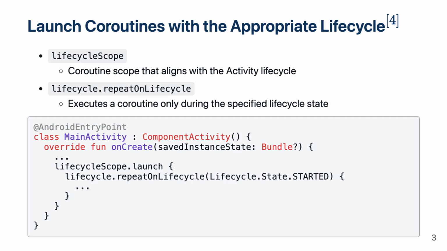At first glance, this might seem fine, but activities have states other than destruction, such as stopping. Therefore, we use repeatOnLifecycle to specify that the coroutine should only be executed in the started state. As such, when launching coroutines, it's important to narrow the scope to the lifecycle range that's truly necessary in order to avoid using unnecessary resources.